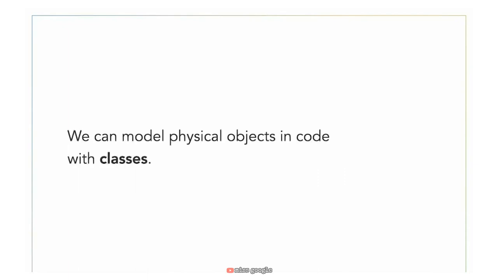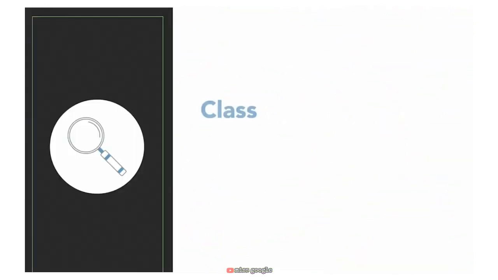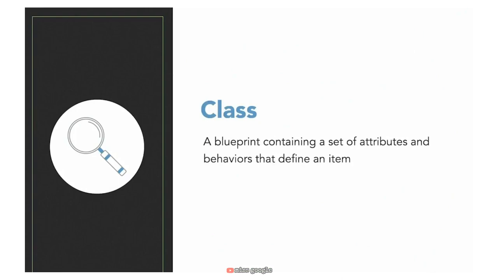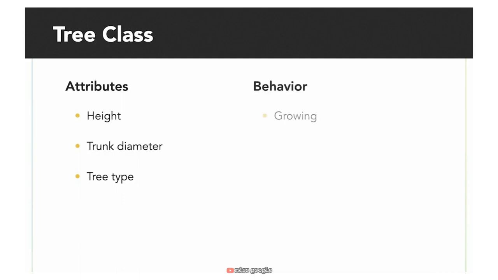Classes in Java give us a way to model or represent physical objects in code via a blueprint. A blueprint, or class, contains a set of attributes and behaviors that define an object. Let's design a tree object in code using a class. The attributes might be height, trunk diameter, and maybe even tree type. Every tree has these properties or attributes, but their values might not be the same. That's what makes this class a blueprint. It contains the definition of what a class should be. As for the behaviors, growing could be a behavior for the tree. It's an action that the tree takes rather than an attribute representing the current state of the tree.